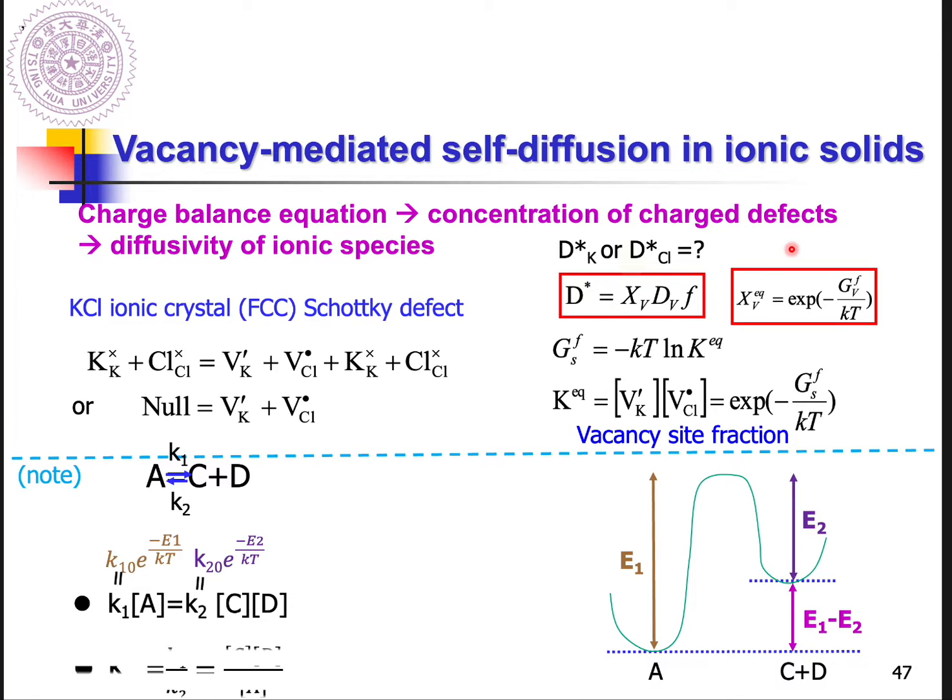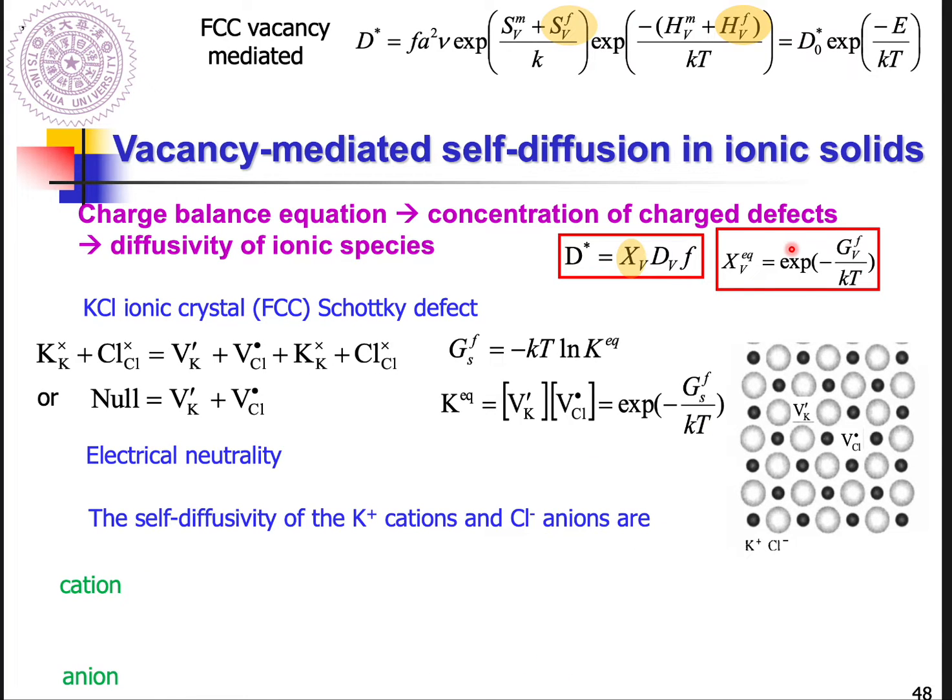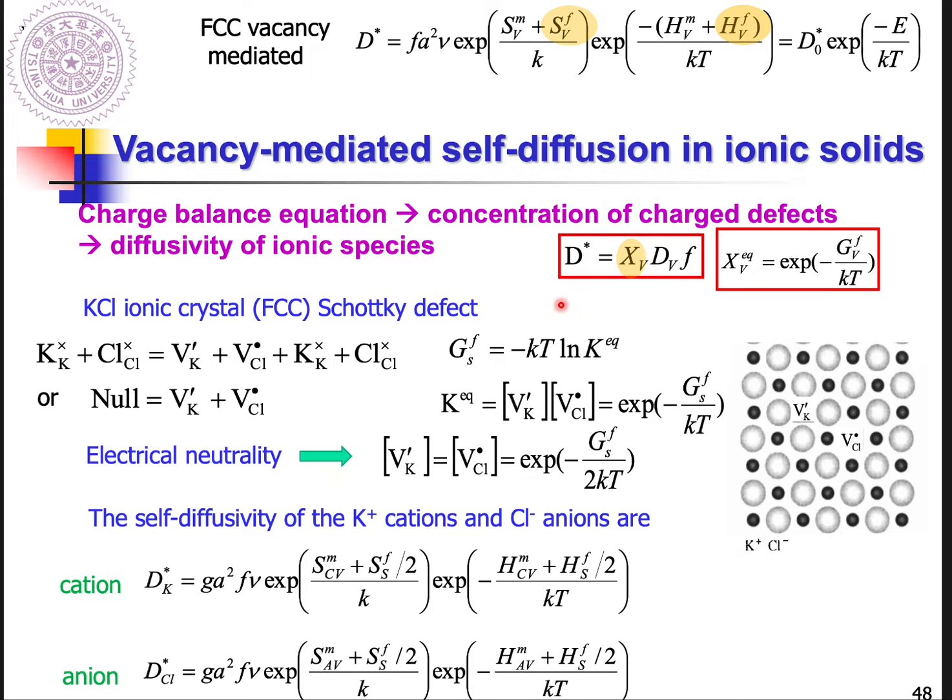And then we showed you how to obtain or estimate the self-diffusivity of potassium ion or chloride ion in materials with Schottky defects. As long as you know the vacancy fraction times the vacancy diffusivity, and times the correlation factor, then you can get the self-diffusivity for the cation and anion.